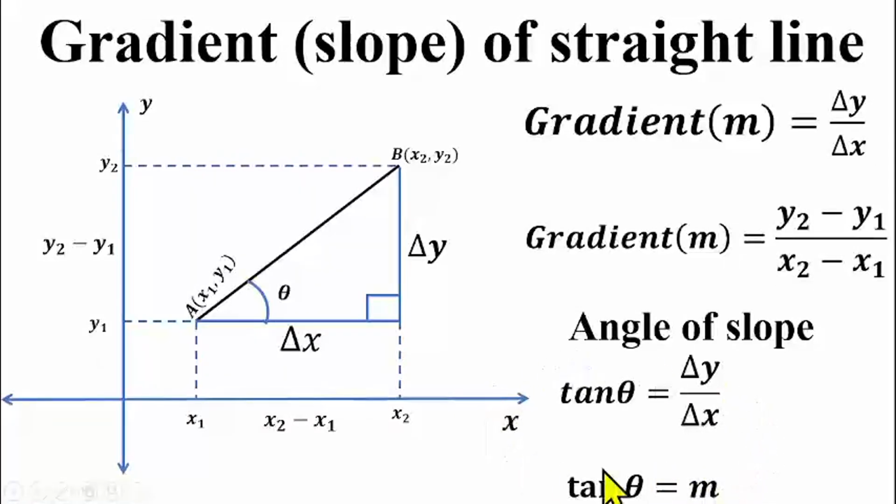Then you can now find theta by using the tan inverse of the value of the slope. So to find the gradient of a straight line, a student needs to remember that the formula for finding gradient is y2 minus y1 over x2 minus x1, which is the same thing as changing y over changing x. So let's use this to solve some questions.